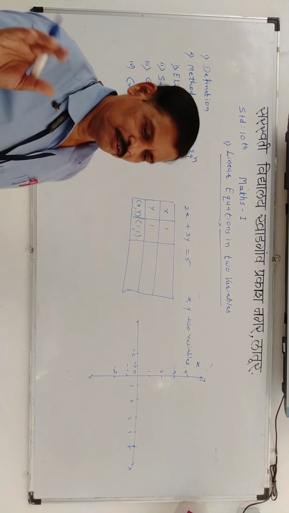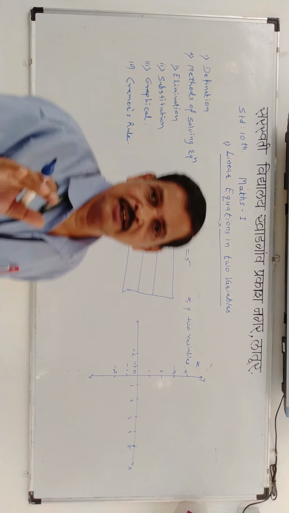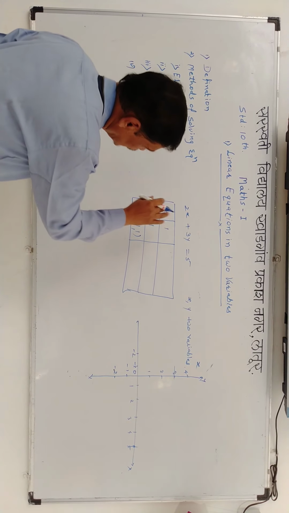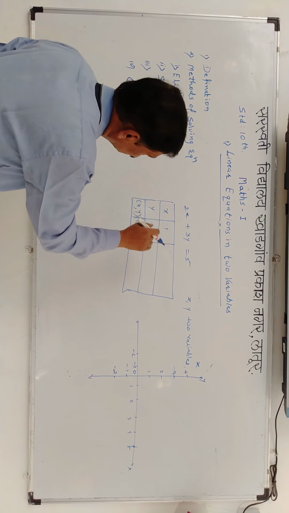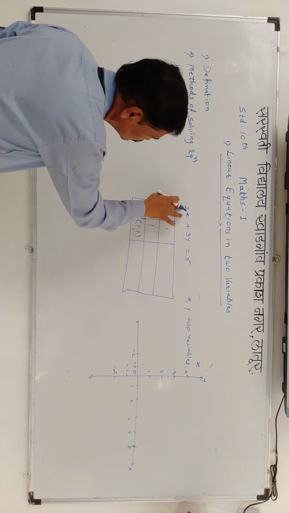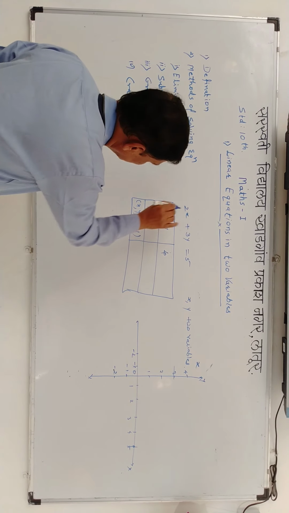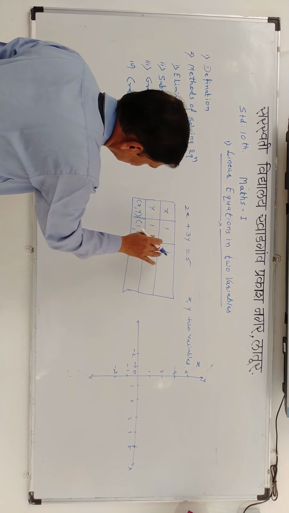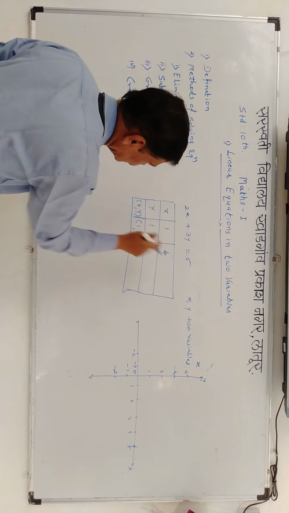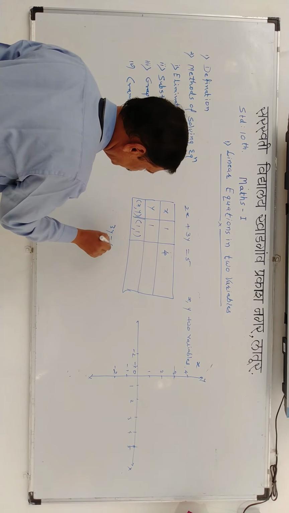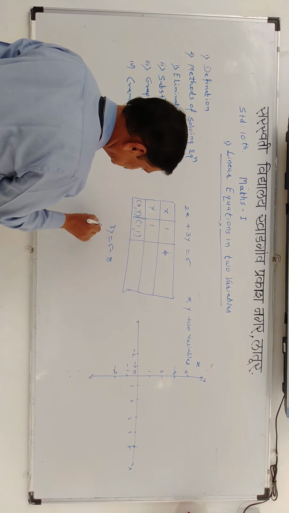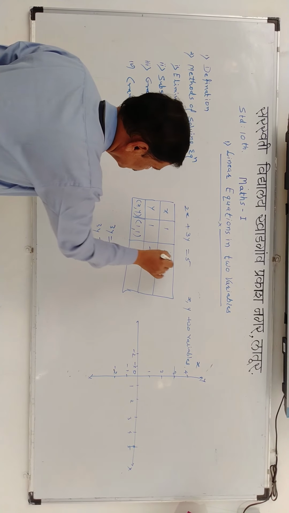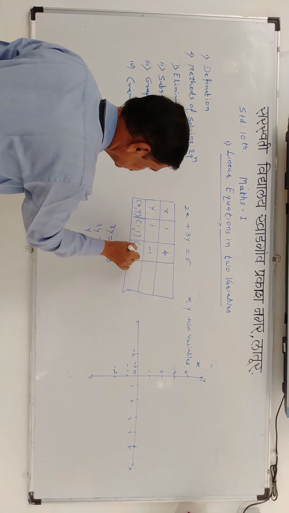Sometimes we get a fraction; avoid the fraction. Suppose that x is equal to 4. Then 3y minus 1, x is equal to 4. 3y is equal to 5 minus 8, which means 3y is equal to minus 3, so y is equal to minus 1. So the point is (4, -1).